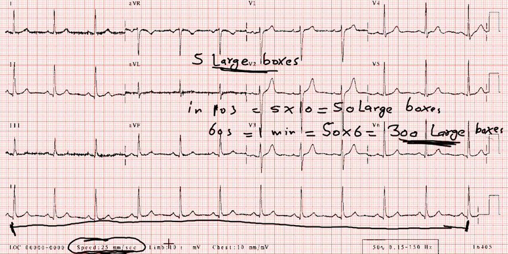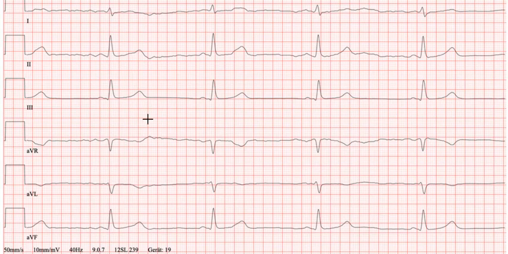In the last lecture we learned that 1 mm on x-axis is equal to 0.04 second and 5 mm, that is one large box, is equal to 0.2 second. But these measurements were on this speed, 25 mm per second. What if we increase the speed to 50 mm, like in this ECG? When we increase the speed to 50 mm, all those calculations will change too.